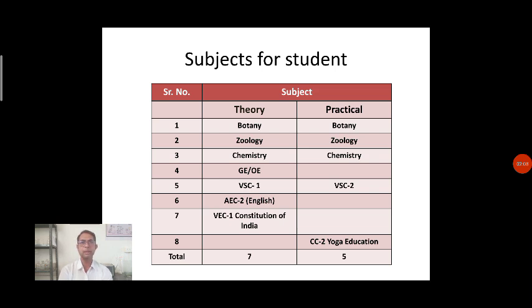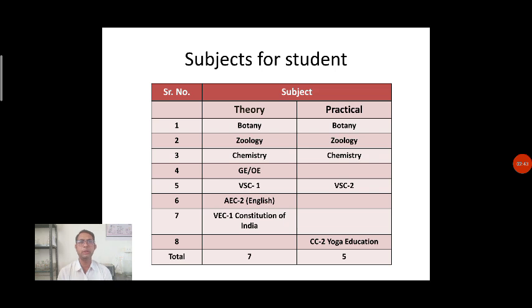Now after these major theory subjects, you can see there is a GEOE subject. This GEOE is variable for different students as they select their paper. Say for example in the last semester kitchen pharmacy was one of the subjects. Likewise you can see the GEOE subject is there, and the student is required to select it. It is only for the theory part. There is no practical for this particular GEOE.